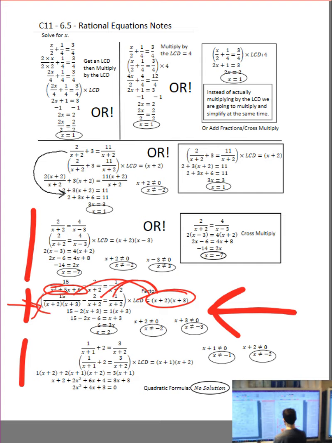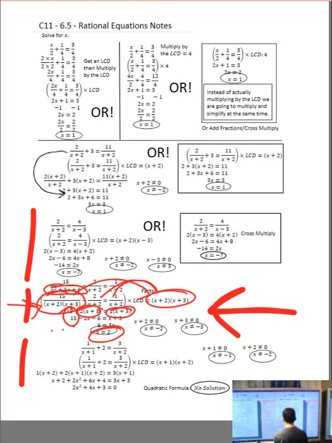So we times the first fraction, 15, over the LCD times the LCD. We're just left with 15 down below. We times the middle fraction by the LCD. The x plus 2's cancel, and we're just left with 2x plus 3 with a negative in front. Excuse my writing. We times the last fraction by it. The x plus 2's cancel. We're just left with 1. Open bracket, x plus 3. Dot, dot, dot, solve.